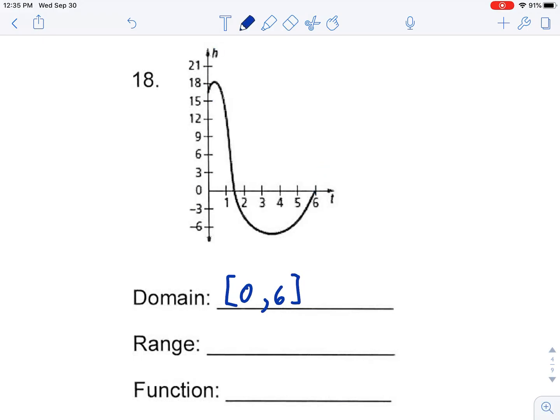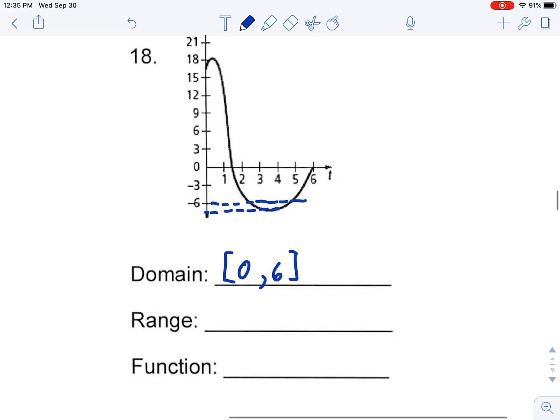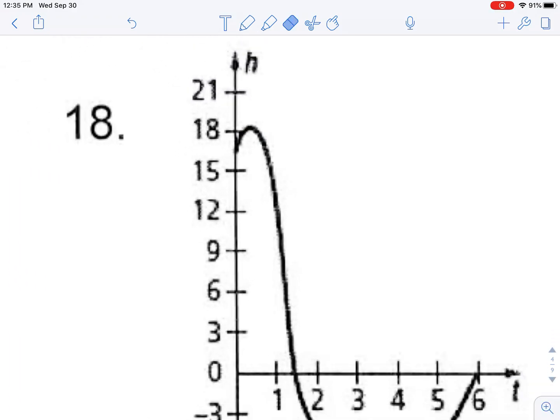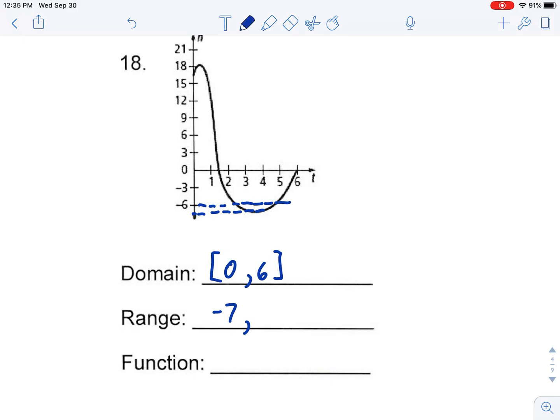Range. Remember, range is lowest to highest. What is the lowest point? Well, if that's -6, I'm going to call that -7. Maybe it's -8. Maybe you have to guess here. Lowest point to the highest point. Okay, if this is 18, I don't know. Do you think we can call that 18? Looks to be a little higher than 18. Let's call it 19. So it goes from -7. I bet that's going to be -8. I don't know. I just have a feeling.